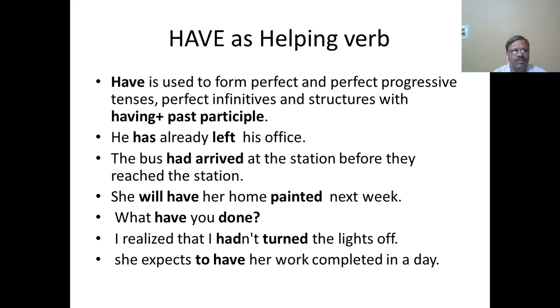She expects to have her work completed in a day. ಇಲ್ಲಿ to have. She expects to have her work completed in a day. ತನ್ನ ಕೆಲಸವನ್ನು ಒಂದು ದಿವಸದಲ್ಲಿ ಮುಗಿಸ್ಕೋಬೇಕು ಅಂತೇಳಿ ನಿರೀಕ್ಷೆ ಮಾಡ್ತಾ ಇದ್ದಾಳೆ.